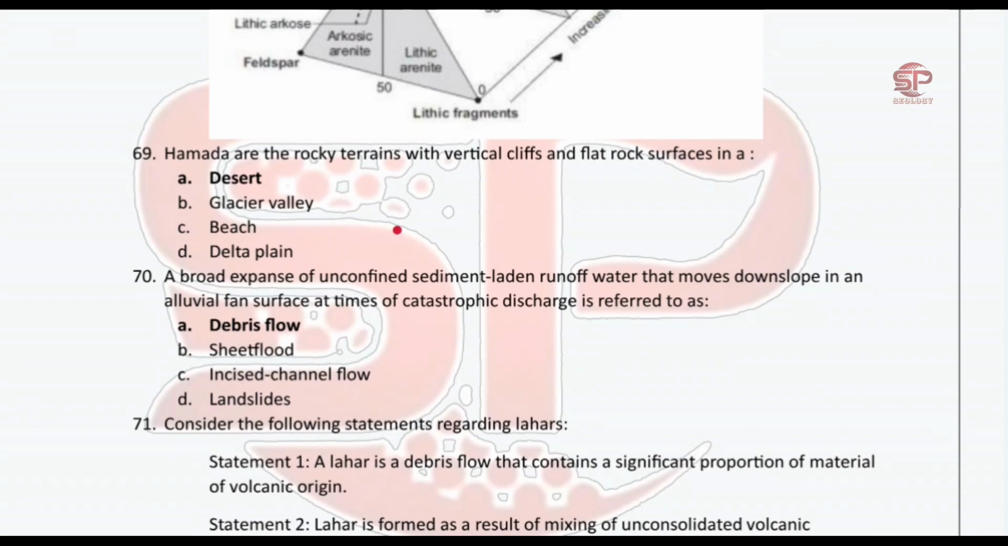Then Hamada are the rocky terrains with vertical cliffs and flat rock surface in. So Hamada is an erosional feature produced by wind in desert regions. So the answer will be desert.